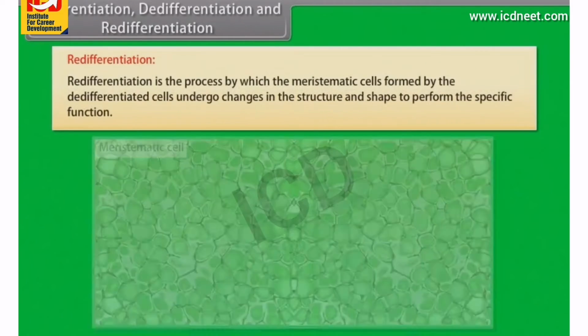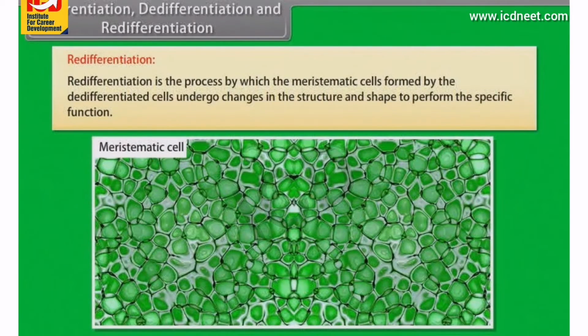Redifferentiation. Redifferentiation is the process by which the meristematic cells formed by dedifferentiated cells undergo changes in the structure and shape to perform the specific function.